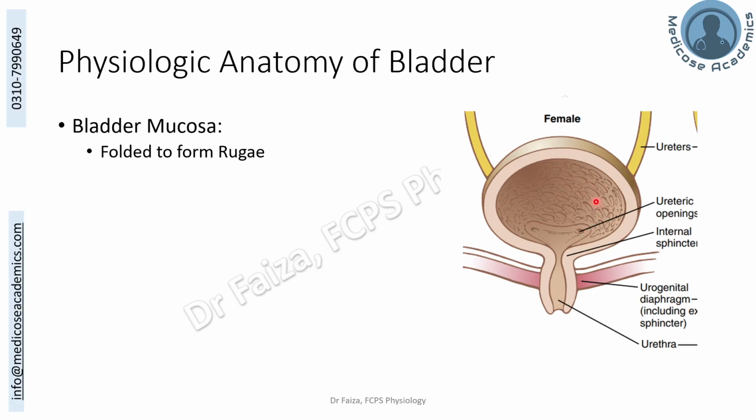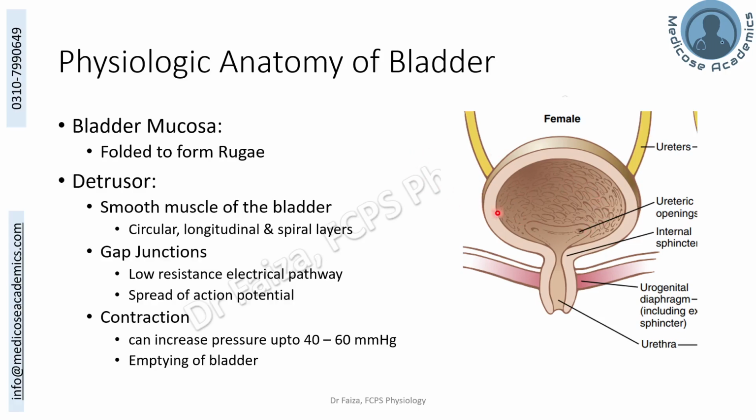The purpose of this fold is to provide the increased surface area. The bladder smooth muscles are forming three layers histologically: the circular, longitudinal, and the spiral layer, and we call it the detrusor muscle. There are multiple gap junctions between the unitary smooth muscles of the bladder wall, which have low resistance electrical pathway and help in rapid conduction of the action potential and a unified muscular contraction for the purpose of micturition. The detrusor muscle contraction can increase the pressure inside the bladder up to 40 to 60 millimeters of mercury, which helps in emptying of the bladder.